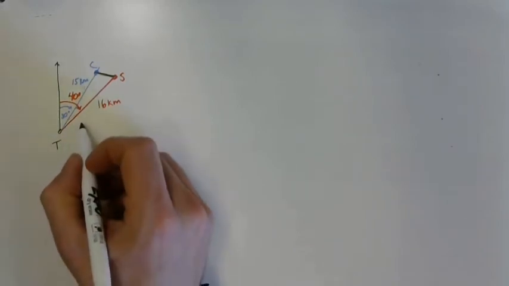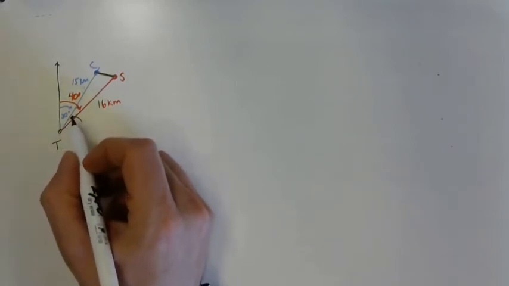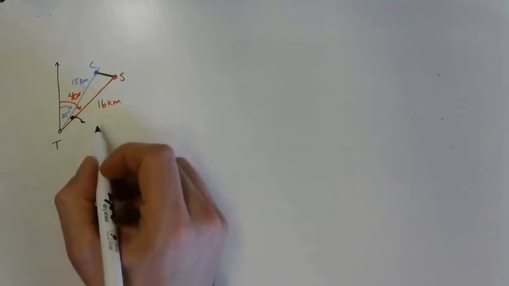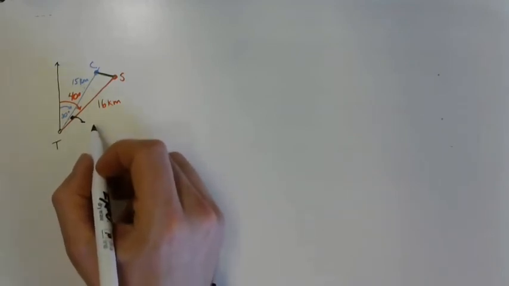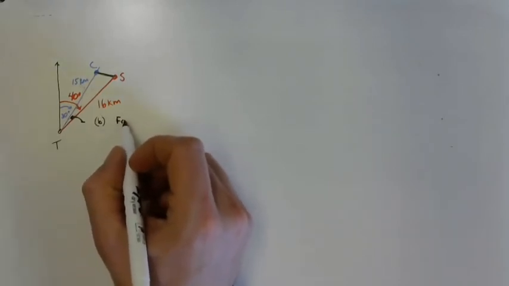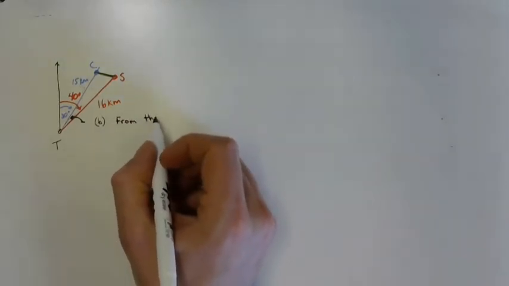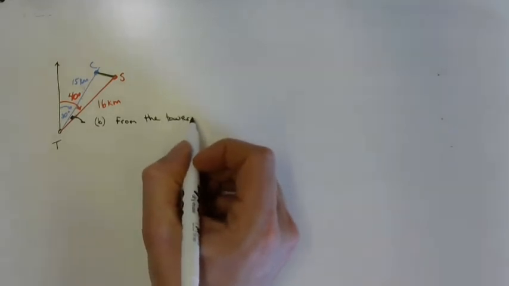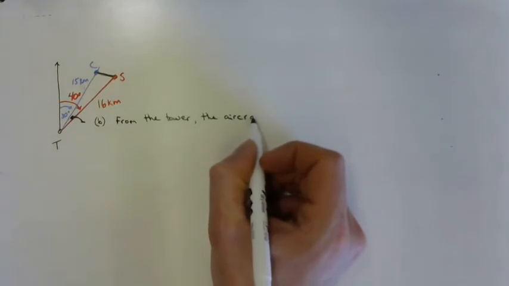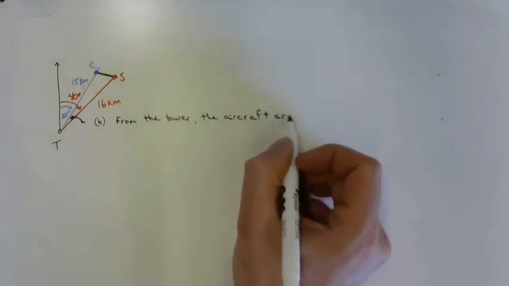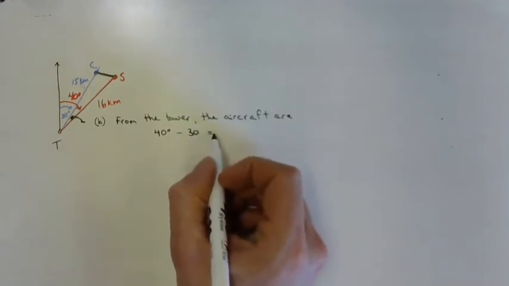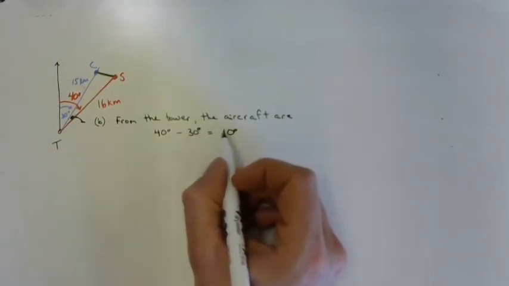We can find out this angle. We can find out angle T. Okay, how are we going to do that? Just subtract. Let's subtract 40 and 30. So from the tower, the aircraft are 40 minus 30 equals 10 degrees apart.